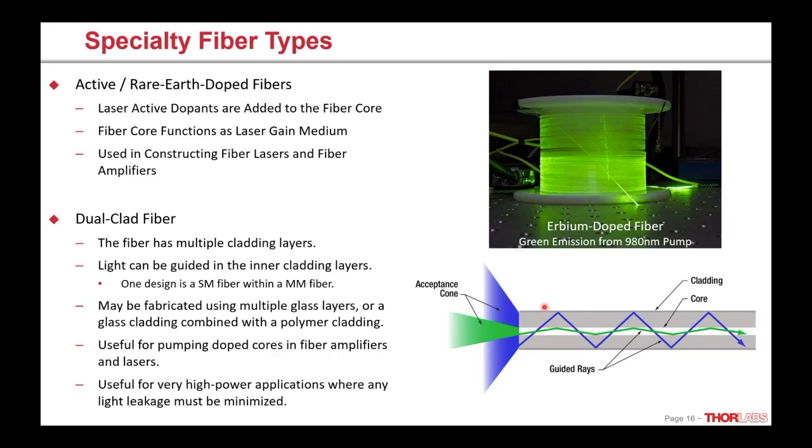These can be really useful. One example is pumping the doped core of a fiber. We can put the pump light into the cladding, and then it's gradually absorbed by the core. And another completely different application is for super high power fibers, where we're going to just put light into the core, but any light leakage is really important to be minimized, so the second cladding can guide light if any leaks out of the core.